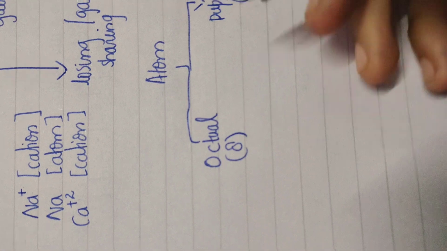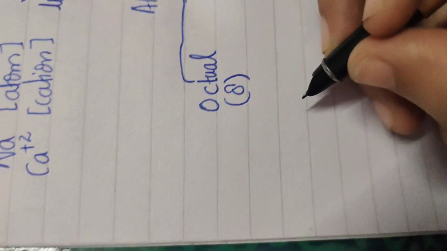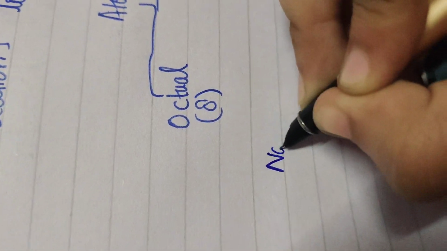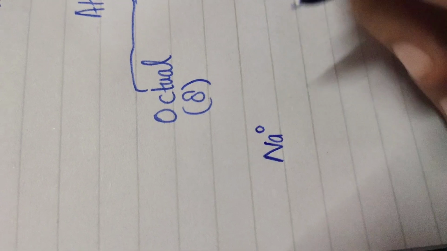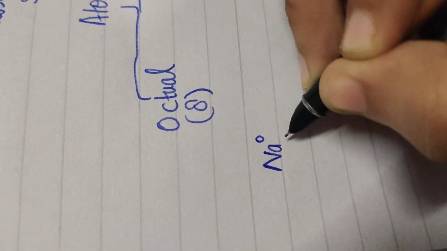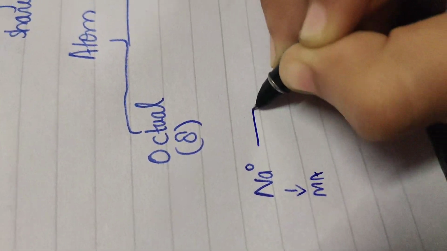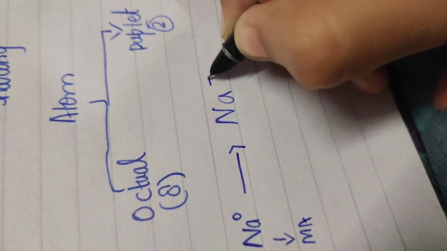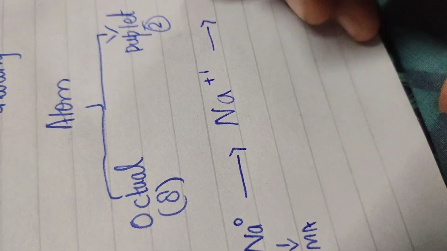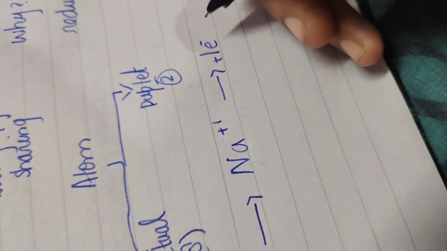Now here we're going to see some oxidation method. So here Na, now here 0. This 0 means this is the atom, right? This is the metal atom. When it loses an electron, it will get +1, and that will be represented as positive, e minus.